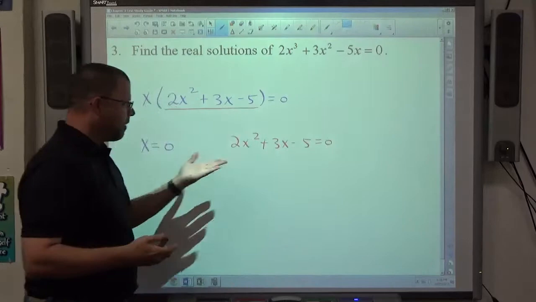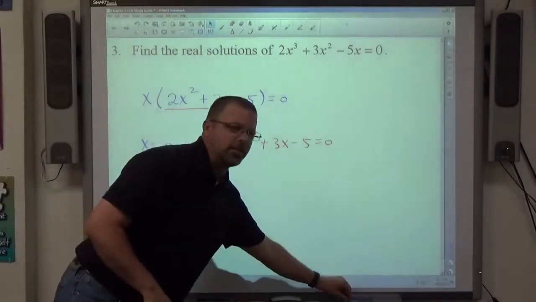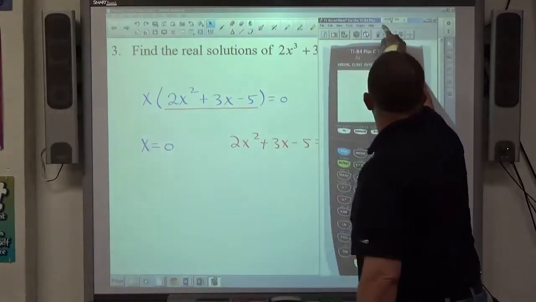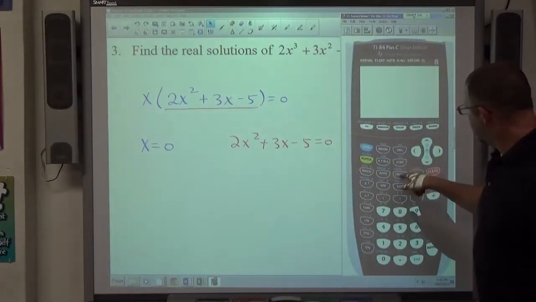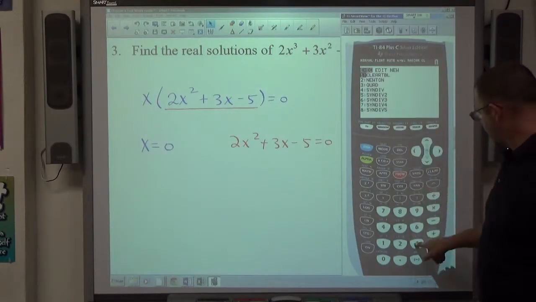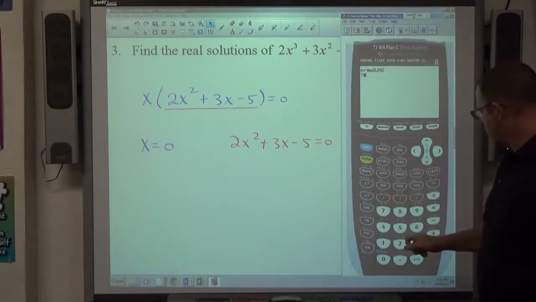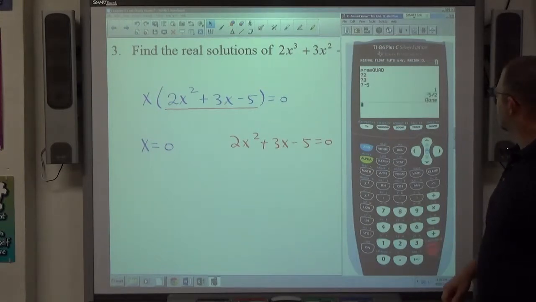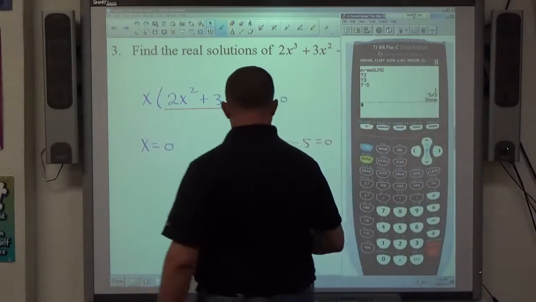And again, maybe it's factorable. It doesn't look easily factored. So then I can go to my calculator and just throw in my quadratic formula program here and type in the coefficients of 2x squared, positive 3x, negative 5. My calculator returns the answers of 1 and negative 5 halves.